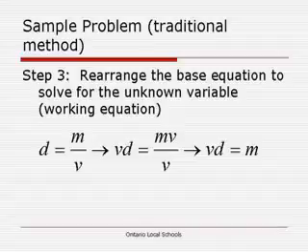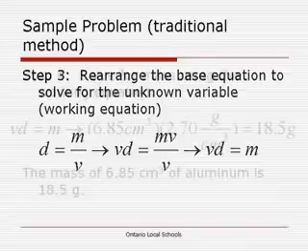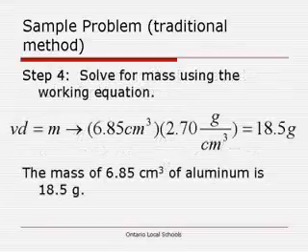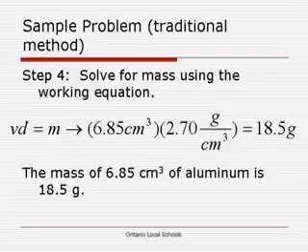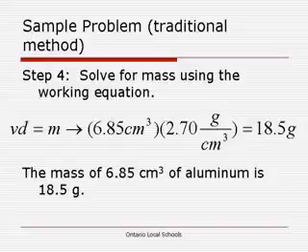So as we talked about in a previous slide, we're going to multiply both sides of the equation by v, which is the volume, so that it cancels out on the mass side of the equation, leaving mass by itself, and so we'll have the volume times the density is equal to the mass. Once we've rearranged the equation to isolate the variable we're solving for, we're then going to go ahead and do step four, which is to solve for mass using the working equation. So we're going to plug our quantities in. 6.85 cubic centimeters times 2.70 grams per cubic centimeter gives us an 18.5 gram mass.